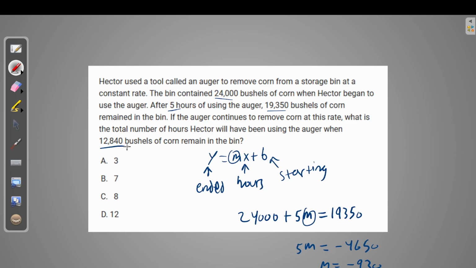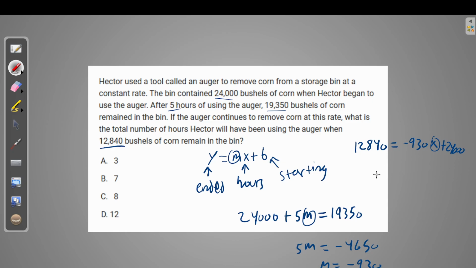And now we're trying to find 12,840. So that's the ending amount here. So that would be 12,840 is equal to negative 930x, which is the amount of hours which we need to find, plus the starting amount, which is 24,000. And so just to find x, we have to subtract 24,000 on both sides.